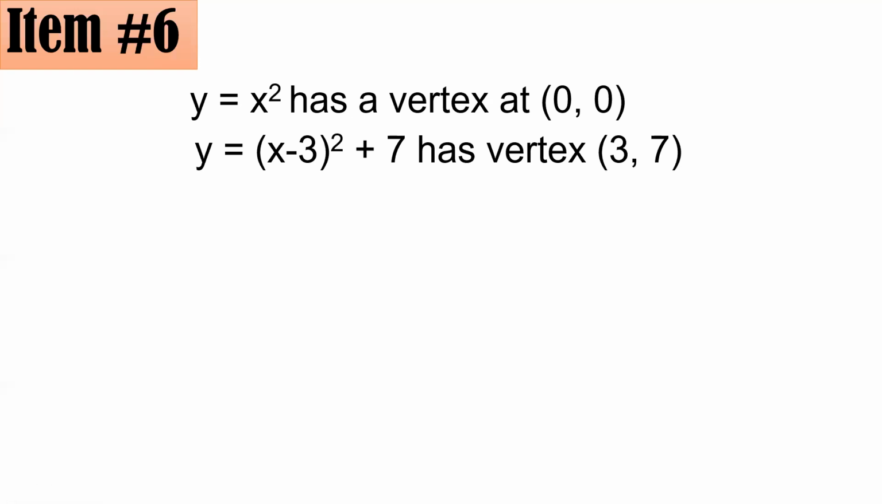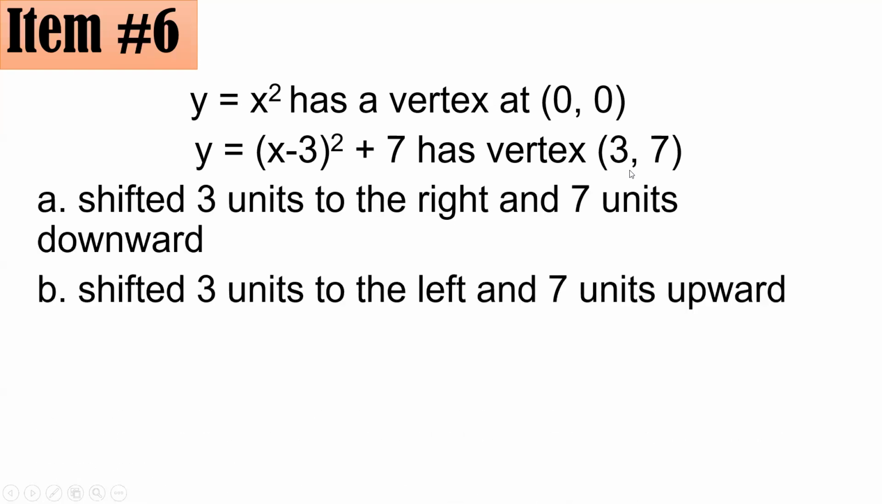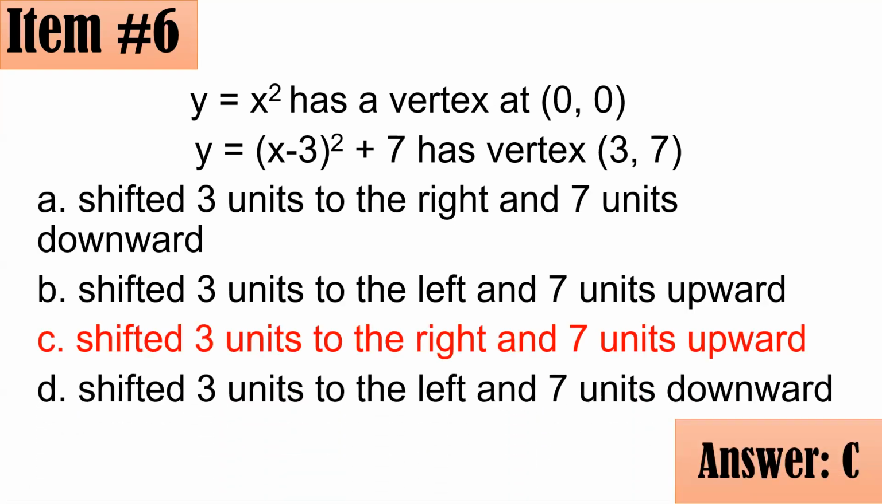X minus 3 equals 0, which means x equals 3. That's why H is 3. And kung ano po yung nasa labas, kopyahin nyo lang po, 7. That's why its vertex is 3, 7. And from the point 0, 0, paano ka makakapunta ng point na 3, 7? That is, you shift, di ba?